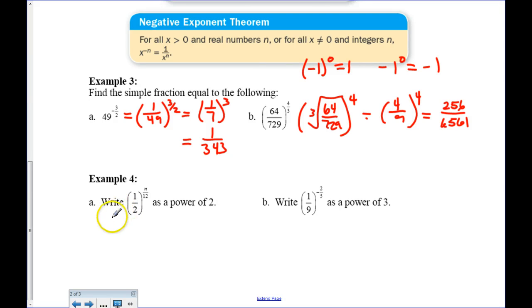This one says write this number as a power of 2 instead. I want to change that 1/2 to a 2. What would that do to my exponent?